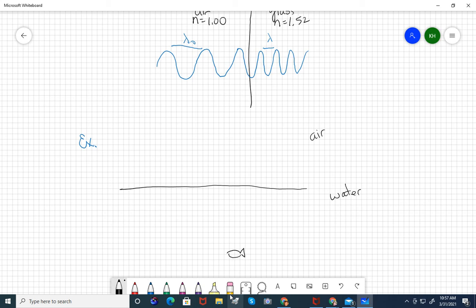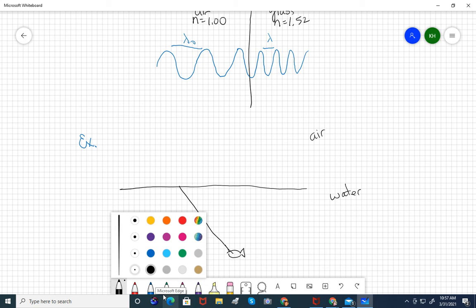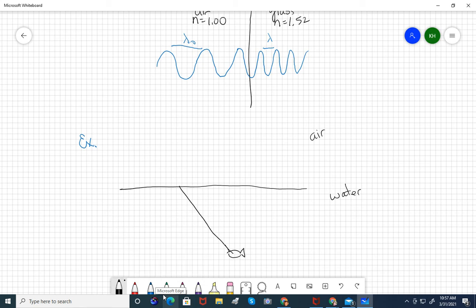And light rays come off this little fish and hit the water. And when that happens, remember, here's our normal. They're going to refract, but they're going to refract away from the normal because it's going into a faster medium. Goes into something faster, it bends away. So it bends a little like this.